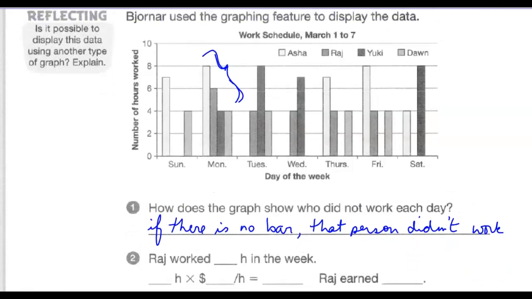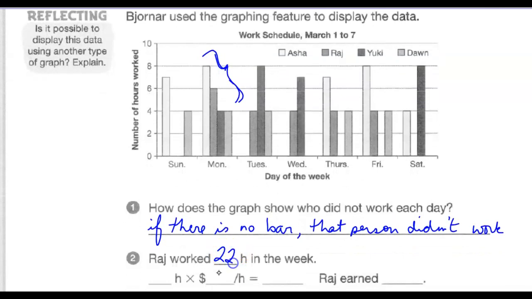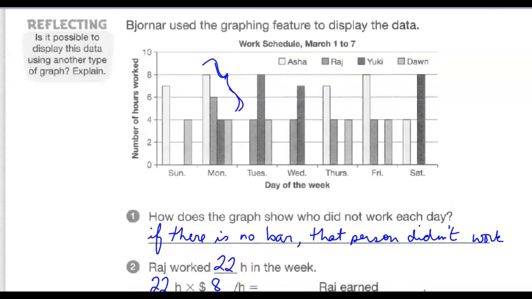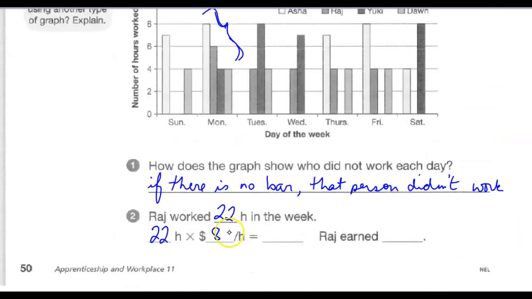Okay, so Raj worked how many hours in the week? So 22 from the chart. Take that times the rate of pay, which was $8.93. So you can just get out your calculator for that. You don't need a spreadsheet. And that's $196.46 with a dollar sign.